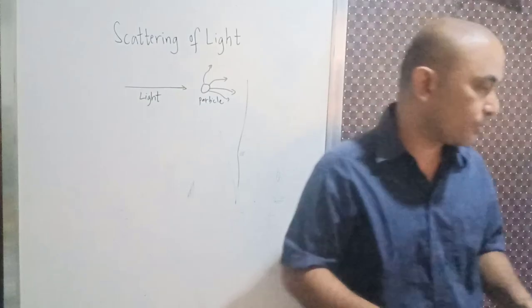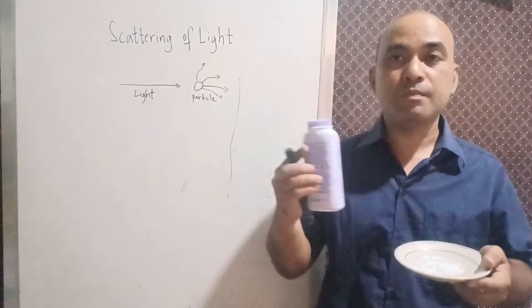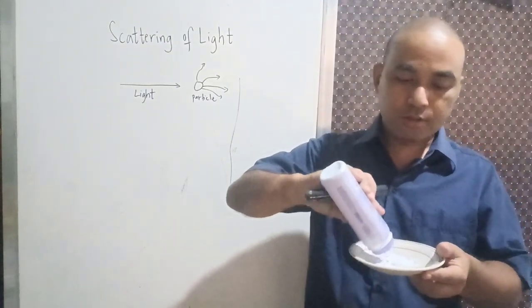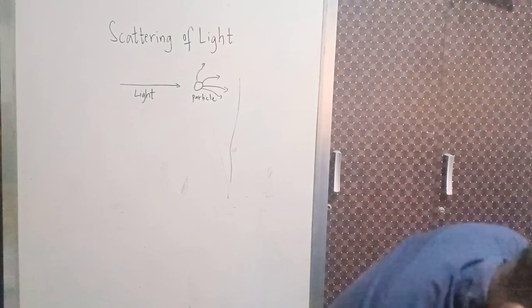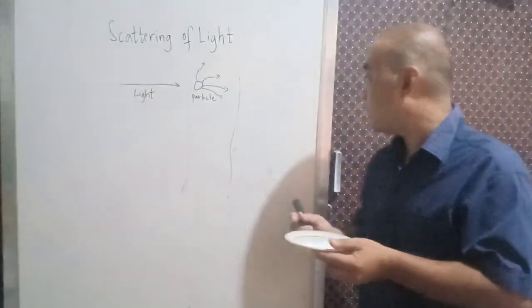But this time, I have a saucer and baby powder. I will put a little bit of baby powder in this saucer, and then I will give a little blow. But this time, let me turn off the light. Please observe carefully.